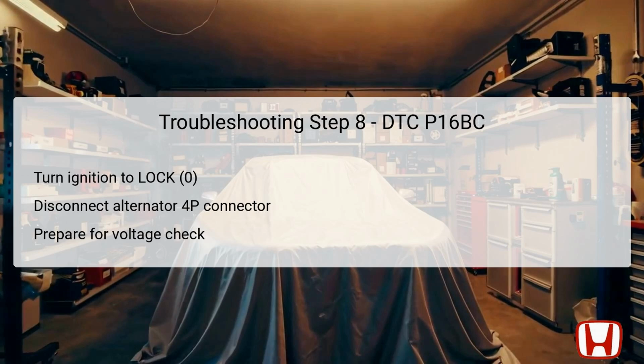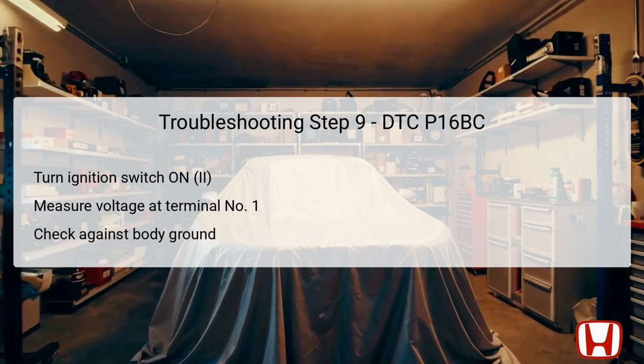Following this, disconnect the alternator's 4P connector. It's critical to perform this action after verifying that the engine and electrical system are properly shut down to avoid shock or damage. This disconnection allows you to conduct a focused test on the alternator circuit, particularly checking for voltage at the terminals. Ensure you have the proper safety equipment while performing these actions to prevent accidents. Once the connector is removed, you'll be ready to measure voltage and further diagnose the issue.